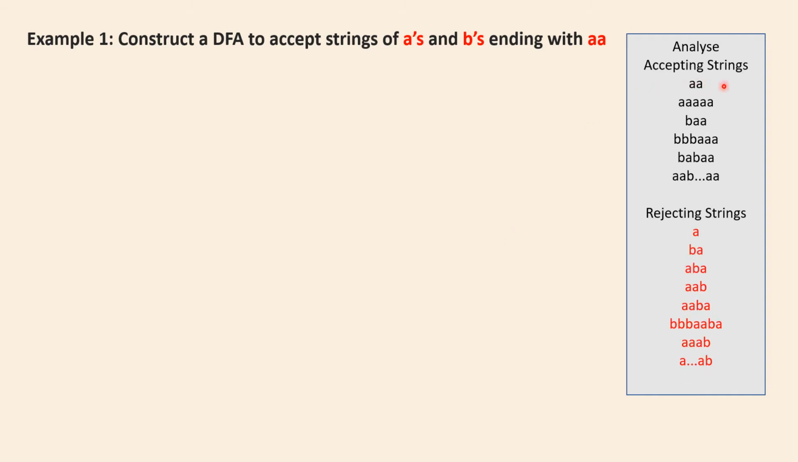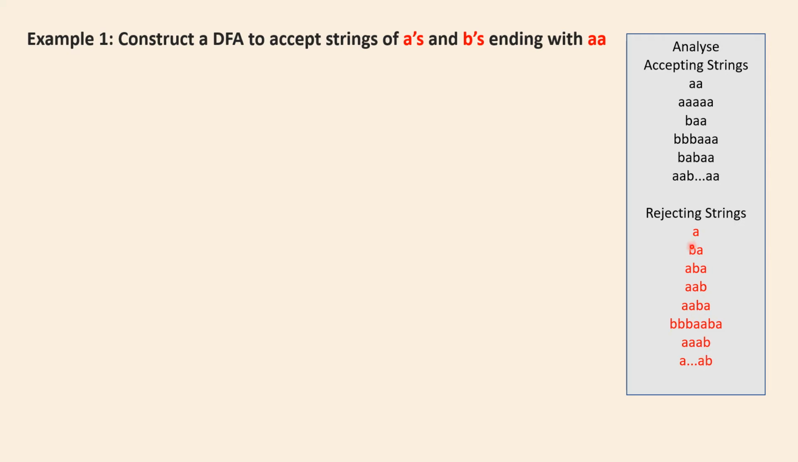So the accepting strings are A and n number of A's. Whatever the string we have, it has to end with A. Here in this string we have n number of B's ending with A. So any string that is ending with A is supposed to be accepted, and any string that does not end with A is supposed to be rejected.